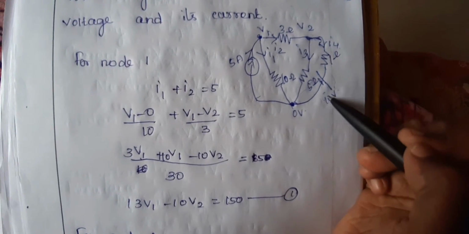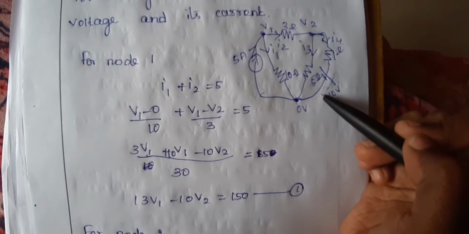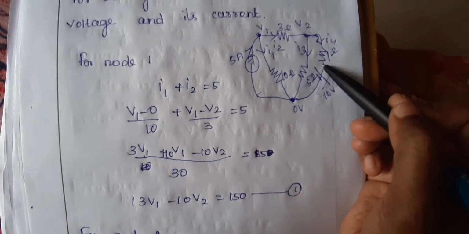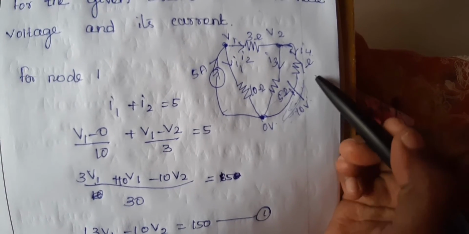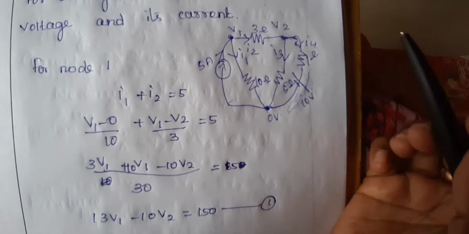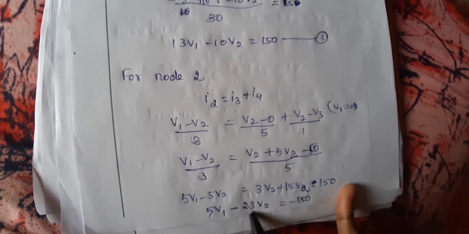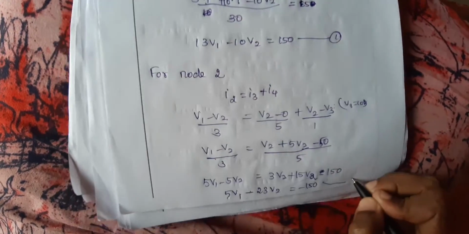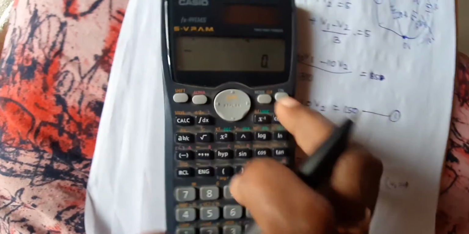Positive current drops in voltage going from plus to minus, so the current flows in this direction, and we can mark the direction like this. If it were plus here and minus there, the current would rise. So the current is going in this form, and we write V2 minus 10 divided by 1. After simplifying, you get this equation. So we got two equations, and now you can solve them using the calculator.